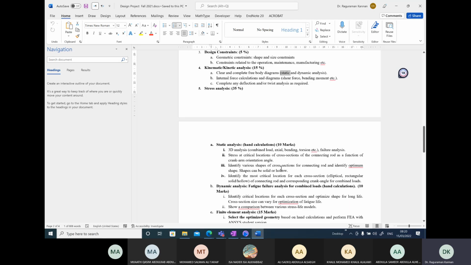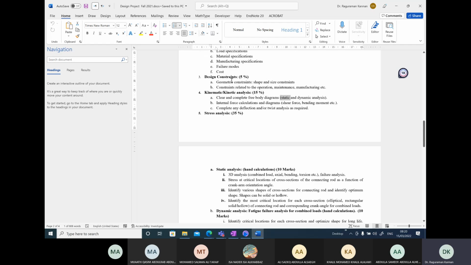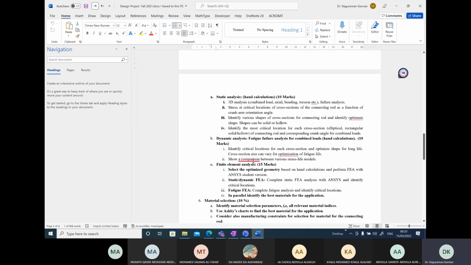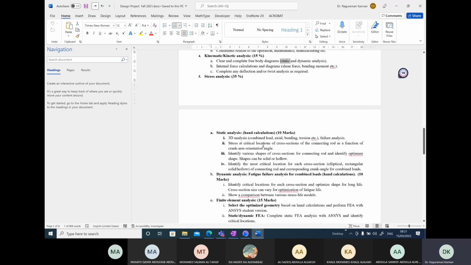How do we do static analysis? We have the static failure theories and we will apply those theories. We have learned about static failure theory today. So up till this point, you should be able to do this for now. The dynamic analysis, especially fatigue analysis, I'm going to teach in the next chapter, and then you can apply that. You will do all hand calculations.